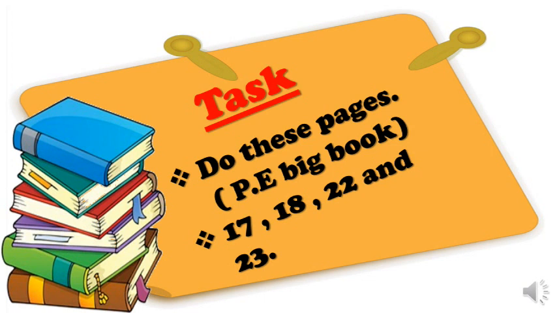Now it's time for your task. You have to do the following pages given in this slide and it's in your PE Big Book. And the pages are 17, 18, 22 and 23. On page 17, you have to identify the situation which shows good touch and bad touch. Just put a tick mark on the good touches and a cross mark on the bad touches.